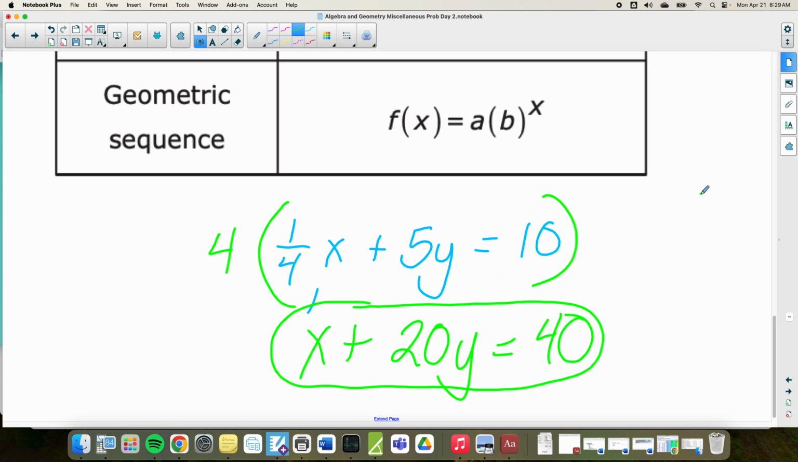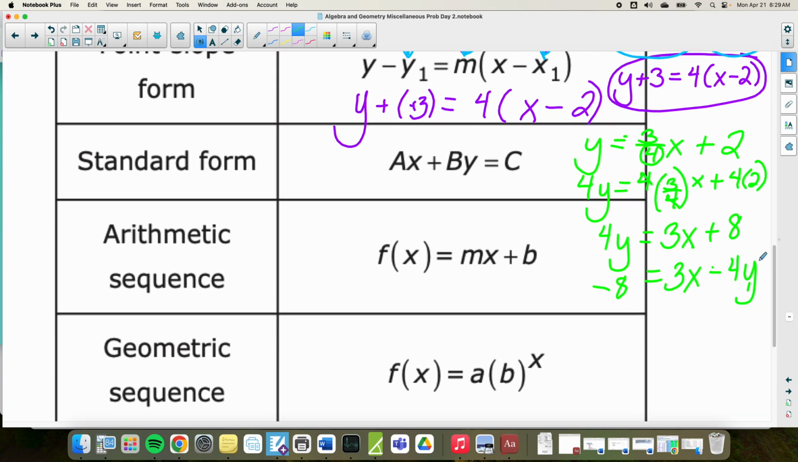All right, then another thing that is on here, just so you remember, is the arithmetic sequence and the geometric sequence. Do you guys remember what the M stood for and what the B stood for in that? One was the starting point and one was the difference between. Yeah, very good. M is the difference and B is the starting point. Very good.